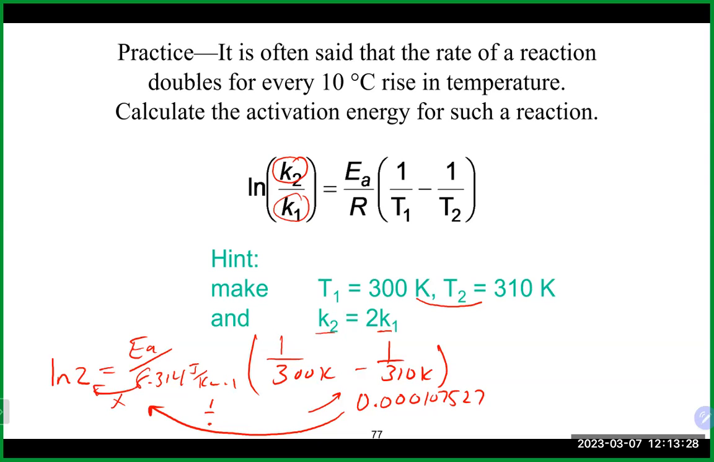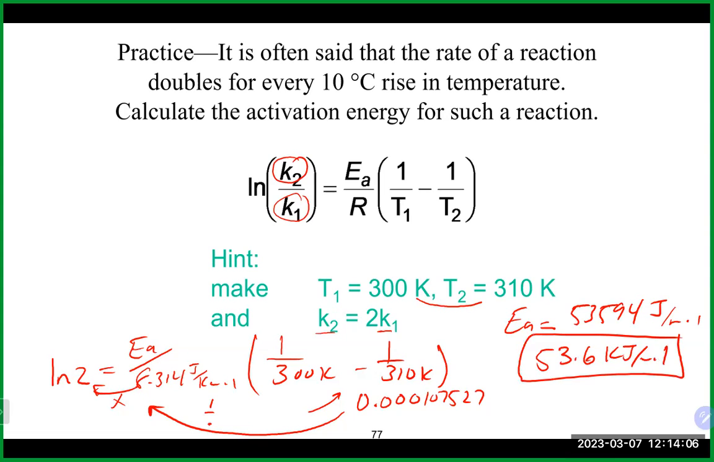multiplied by 8.314 and then divided by our 0.0000107, going to give us an activation energy here of 53594. Again, the joules will be the units here per mole. Dividing it by 1,000 to put it in the typical units of activation energy gives us something in the ballpark of, we'll call it, 53.6 kilojoules as our activation energy in this case.